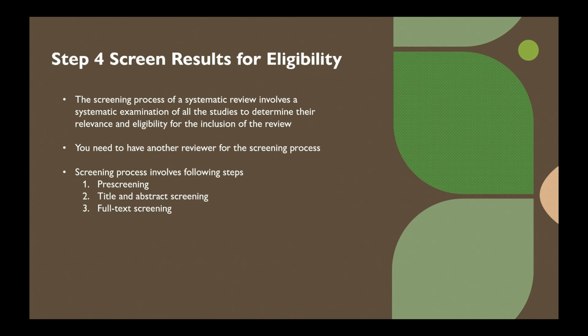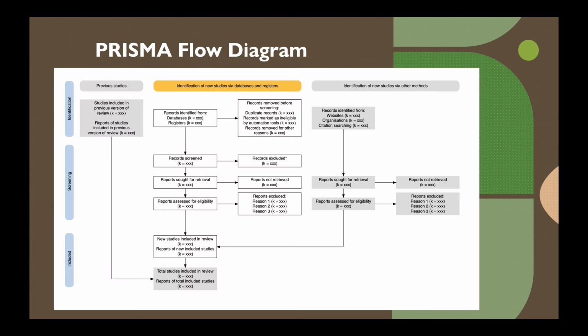The fourth step is to screen your results for eligibility. This process involves a systematic examination of all the identified studies to determine their relevance and eligibility for inclusion in the review. In this step, you need to include another person to reduce the risk of bias. The screening process involves three steps. The first one is pre-screening, the second one is title and abstract screening, and the third one is full text screening.